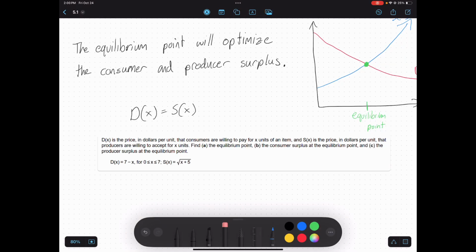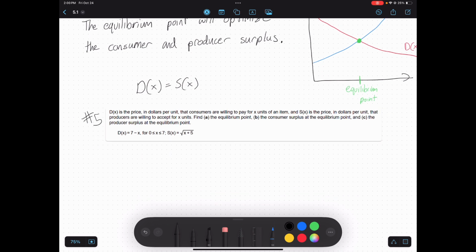Okay, here's our 5.1 examples video, and I want to start by going over number 5 from the homework. This is actually the only one I'm going to go over, because like I said in the concept video, all of these questions are exactly the same type of question. All that's going to change is your demand equation and your supply function.